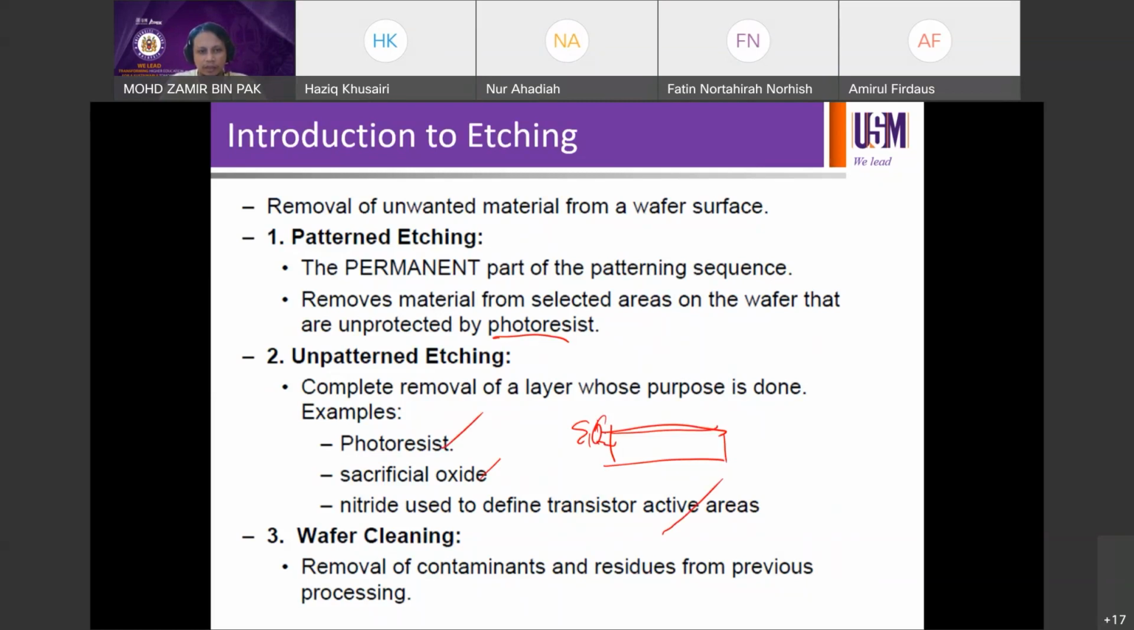And another form of etching is wafer cleaning. So anyone has done wafer cleaning? During FYP? Ever cleaned your device? Your silicon? Probably not.